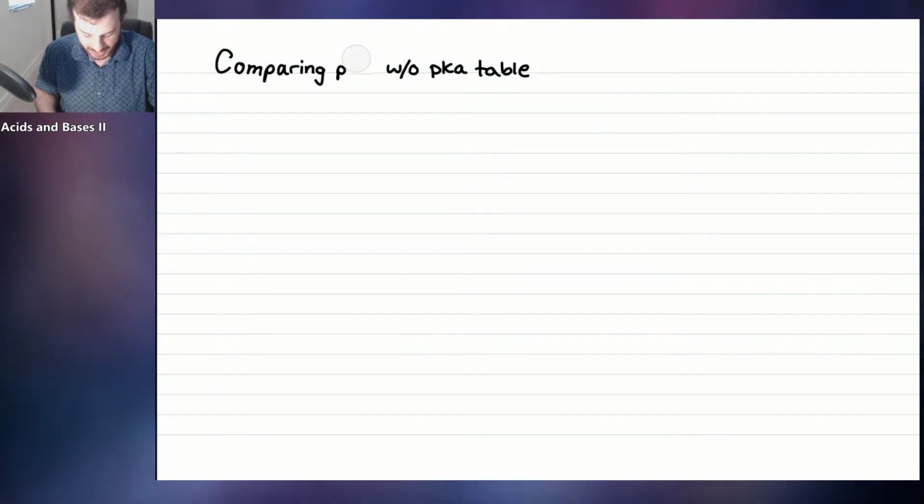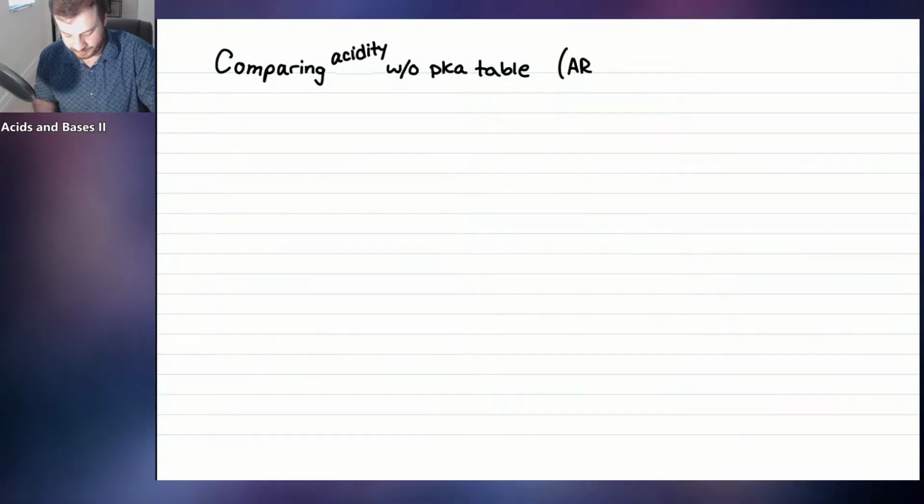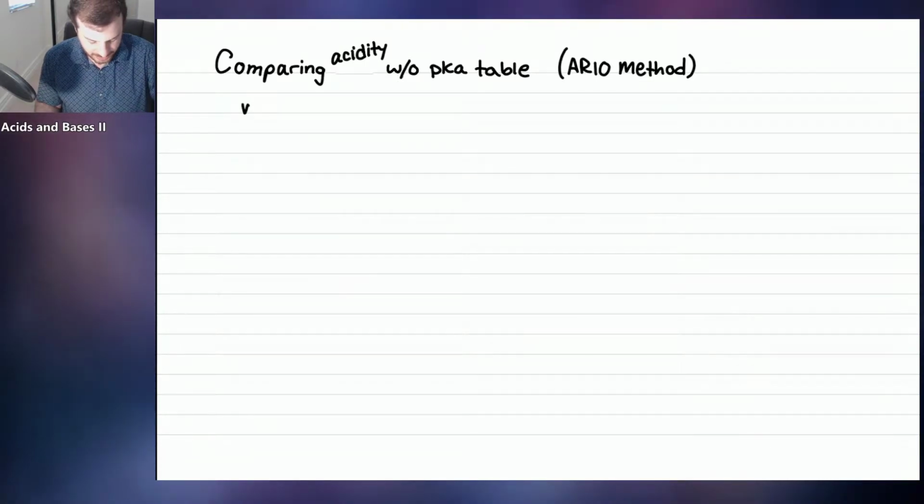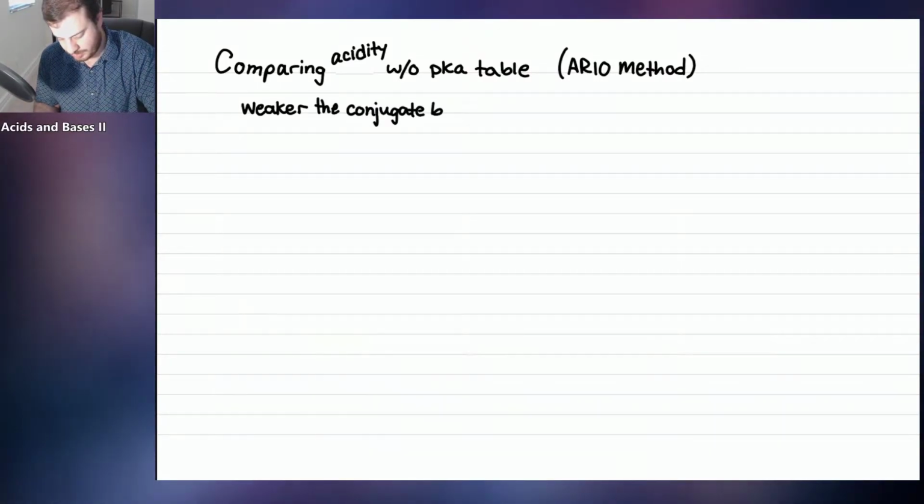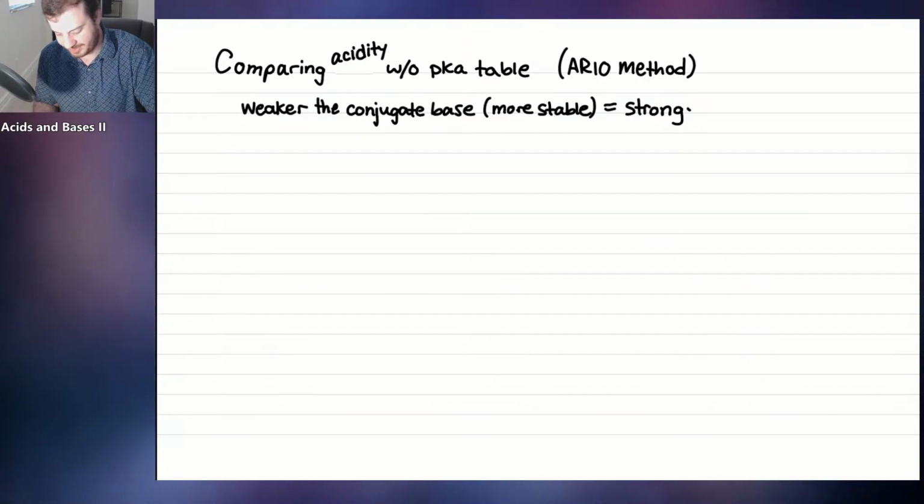Well, I won't say comparing pKa, I'll say comparing acidity without the pKa table. And we'll call this the REO method. REO is an acronym that's going to help you. The whole concept behind this is that the weaker the conjugate base, the stronger the acid. So the weaker the conjugate base, in other words, the more stable it is, that's going to equal a stronger corresponding acid.